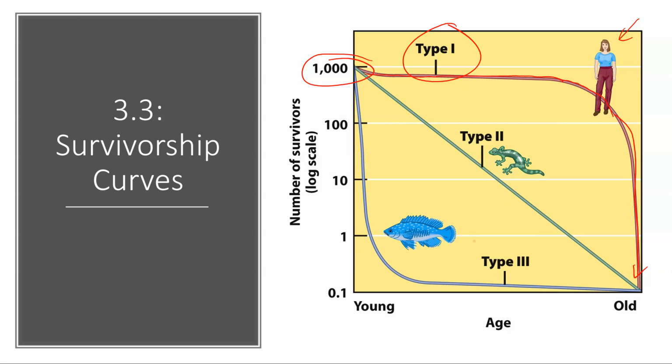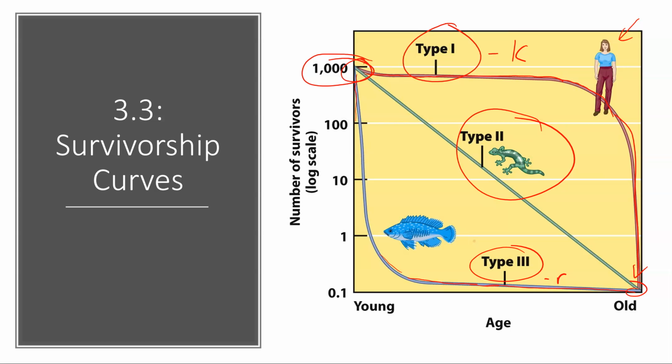Now, with a fully R selected species, we start with 1,000 offspring, but relatively few of them actually survive to adulthood, right? But then generally, once they get past a certain age, that survivorship curve increases, right? That's our type 3. So type 3 would be our fully R selected. Type 1 would be our more fully K selected. And then type 2 just sort of fits in between those two.